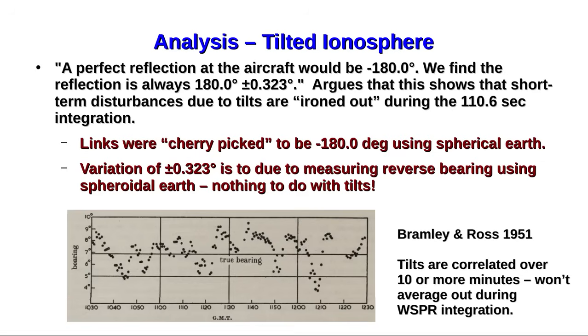A classic paper by Bramley and Ross from 1951 provides a nice, albeit far from unique, example of the behavior of ionospheric tilts. What they did was to measure the bearing of a signal being broadcast from a station in northern Scotland to a receiver outside London via one-hop ionospheric propagation. The bearing was measured with the directional antenna every 30 seconds. Offsets of 1 to 2 degrees were common, and the coherence timescale was of order 10 minutes or more. The 2-minute length of a whisper reception would not be long enough to iron out these fluctuations.